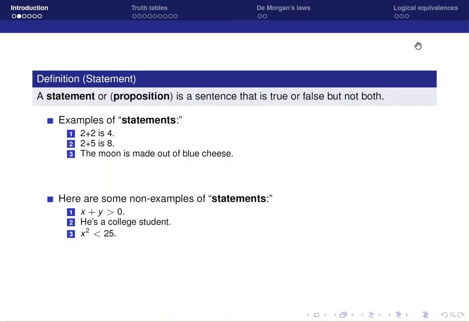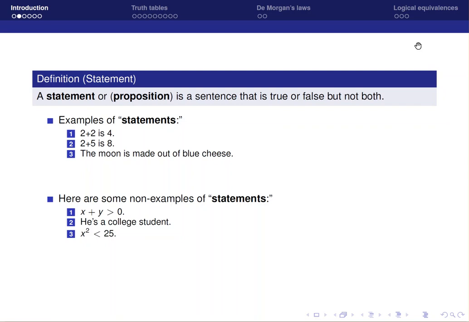Here are some examples of non-statements. x plus y is greater than 0. That could be true or false depending on the values of x and y. Saying something like he's a college student, we don't know who he is, so it could potentially be true or false depending on the person we're speaking about. So that is an example of a non-statement.